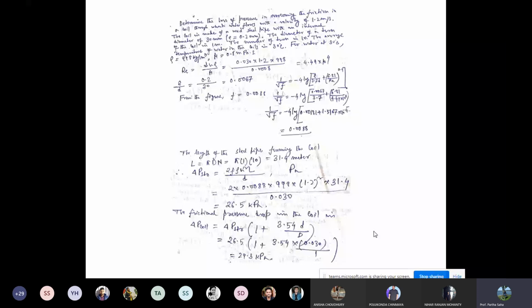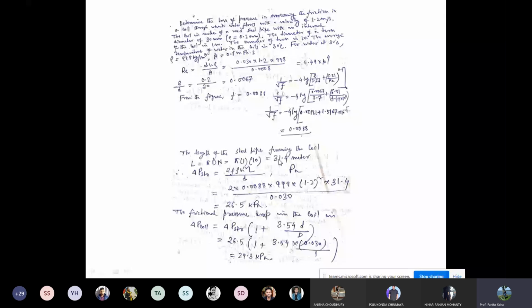So first is the Reynolds number. You calculate using all the parameters, it is 4.49 times 10 to the power 4. Epsilon by D is given as 0.067. So using that expression, this is a turbulent flow. And then you need to know the friction factor. So using this expression, you can calculate the friction factor, 0.0088. The length of the steel pipe forming the coil is pi D N, right? So the diameter of a turn is given, the number of turns is given. So the length is 31.9 meter.